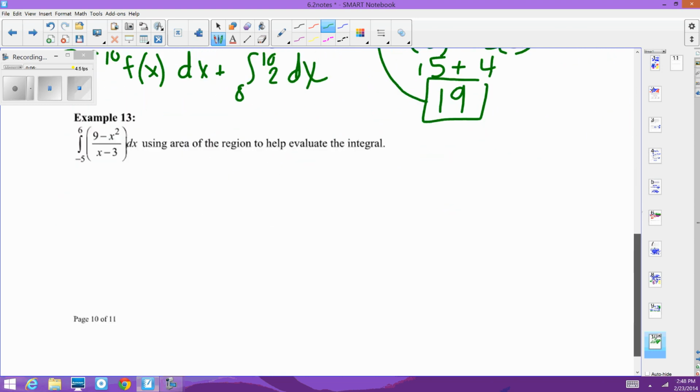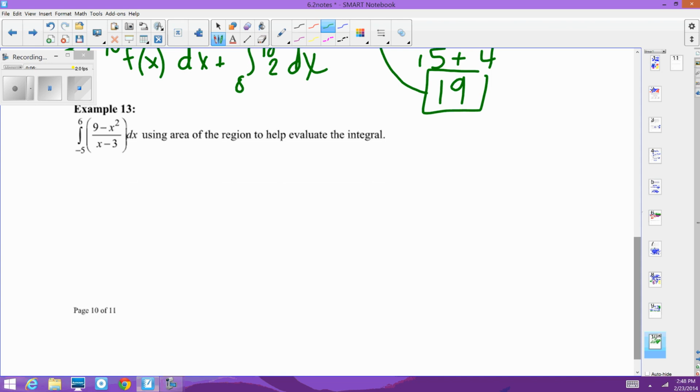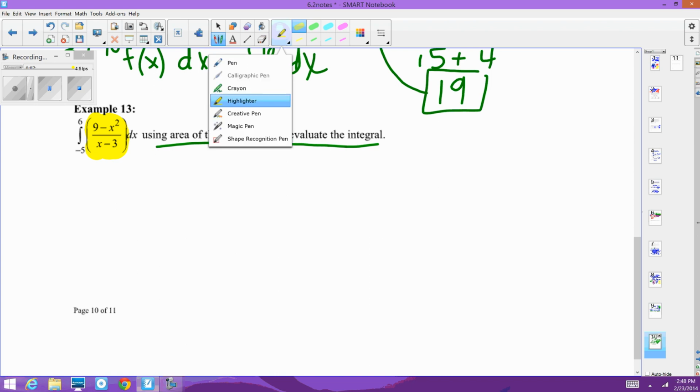All right, we have 2 more problems to go, I think. 14 is a good one, but we got to start with 13 first. All right, using the area of the region to help evaluate it. So at this point, I'm positive that this wouldn't be easy to do, trying to find the antiderivative.